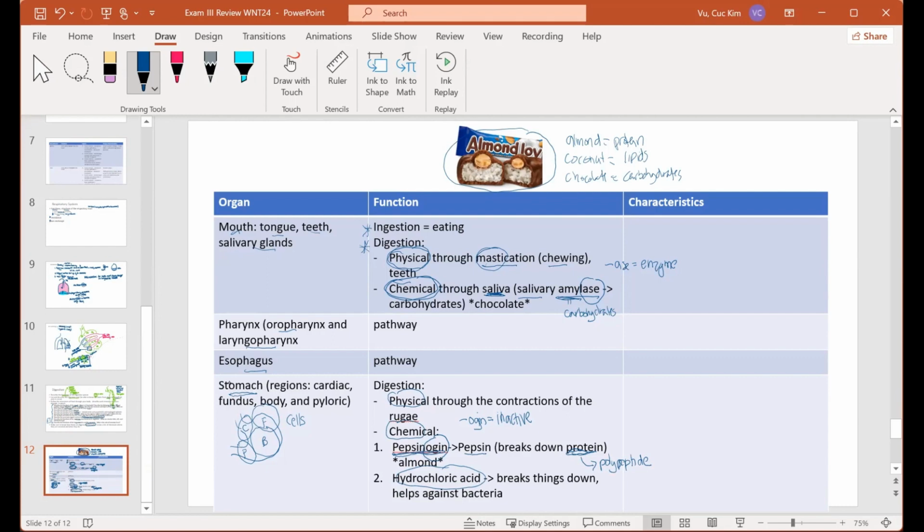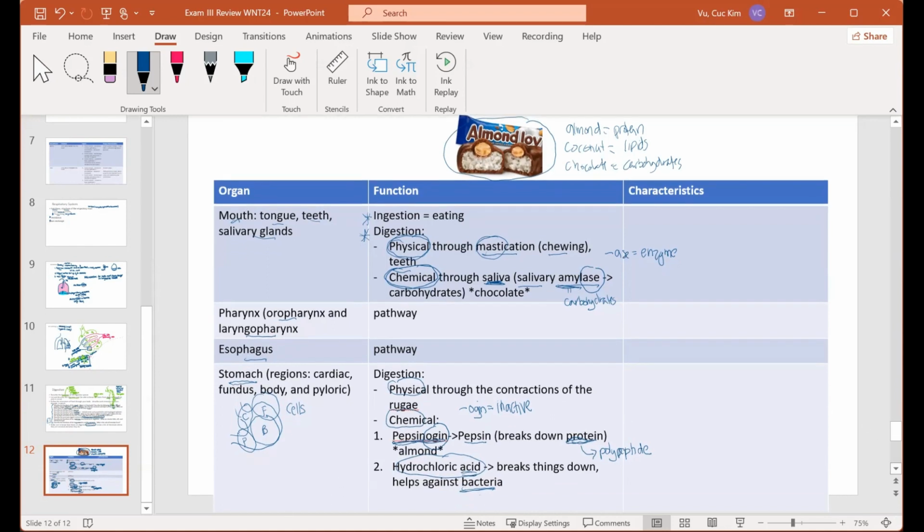The hydrochloric acid helps to convert the pepsinogen into pepsin, but because of its acidity, its function is more to kind of clean the bacteria that's in the food. So it helps to break down the bacteria in food. Let me move my slide down a little bit.